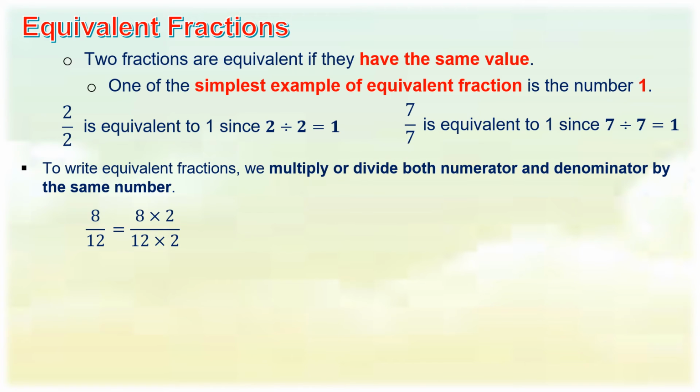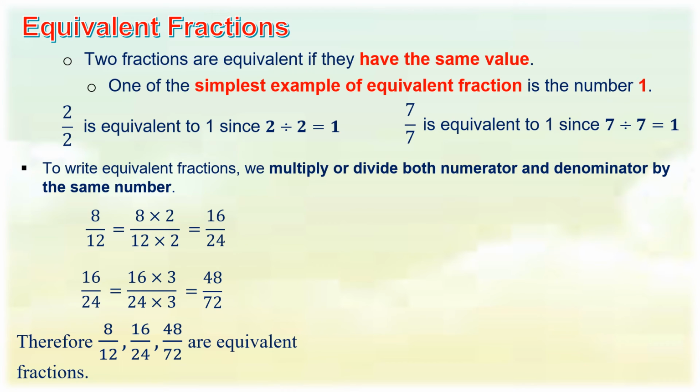So we decided to multiply it by 2, both the numerator and the denominator. So the result would be 16 over 24. So supposing we have 16 over 24, in here we decided to multiply both the numerator and the denominator by 3. So the result would be 48 over 72. So therefore, we can conclude that 8 over 12, 16 over 24, and 48 over 72 are equivalent fractions.